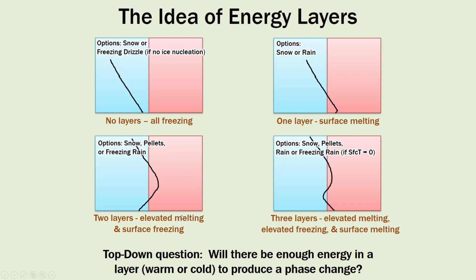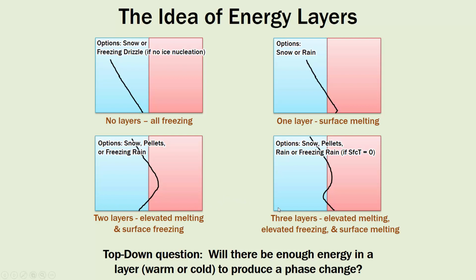The next case here, the 2 layers, we pretty much have the potential for snow, sleet, or freezing rain. And really the answer is going to ultimately depend on the magnitude of these layers. How warm and how deep is our warm layer, and how cold and how deep is our cold layer beneath it.